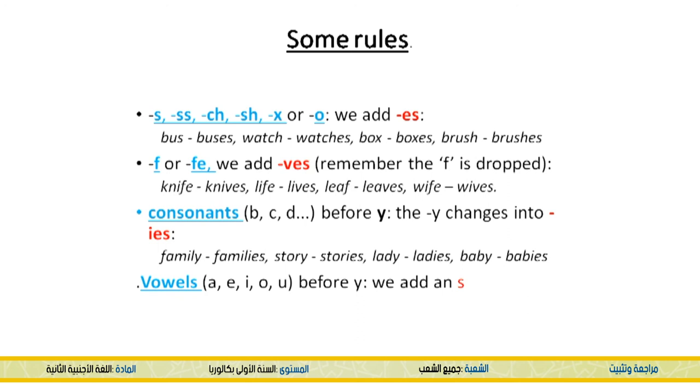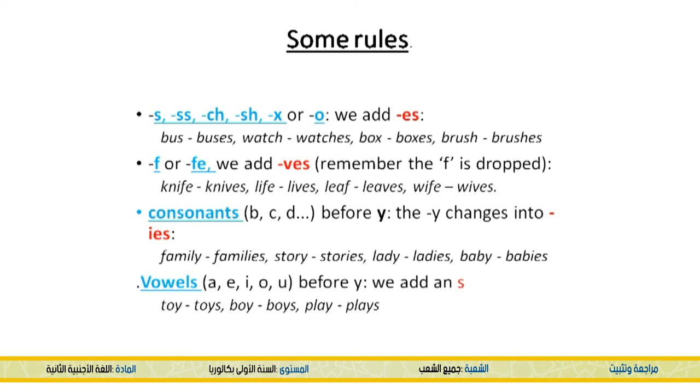Right, here, vowel. When we talk about vowels, we mean this: A, E, I, O, and of course, U. Vowel, semi-vowel. Anyway, this is something different. So, a vowel before Y, we add an S. For example, toy, vowel, we just add S, toys. Boy, just add S, boys. Play, just add S. I guess it's clear.